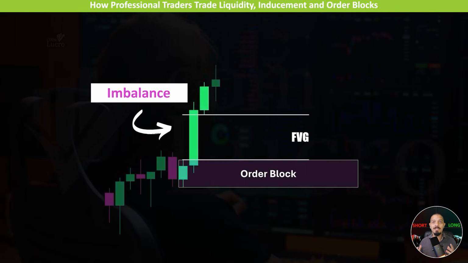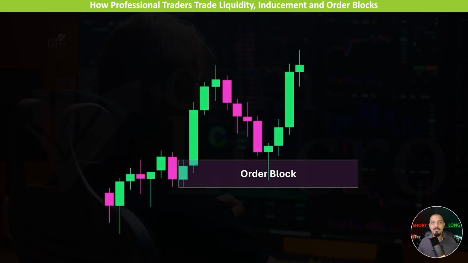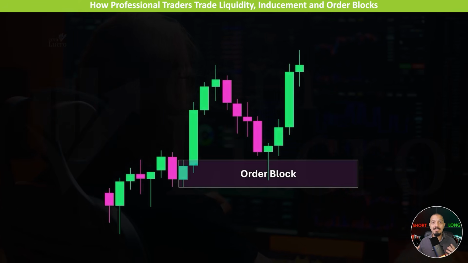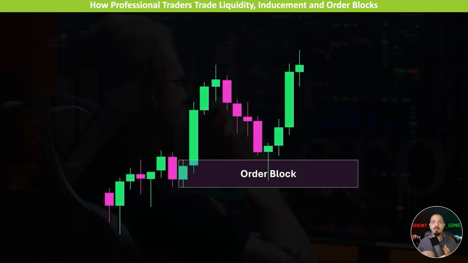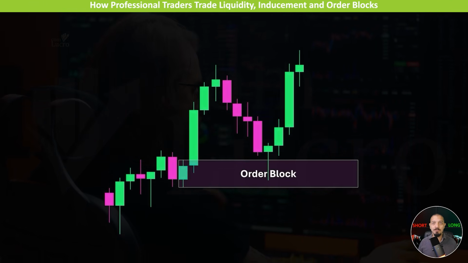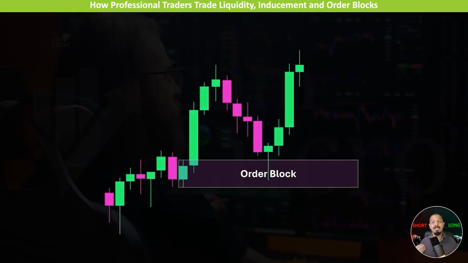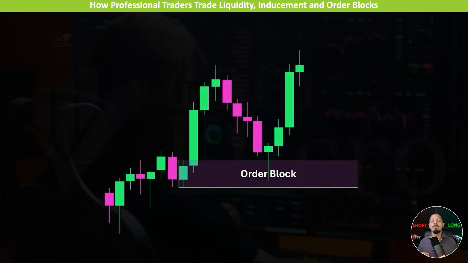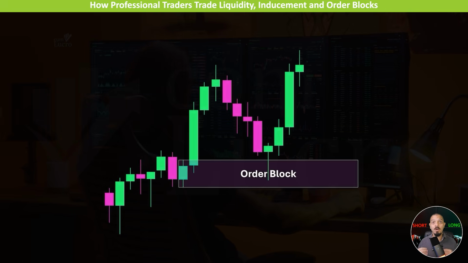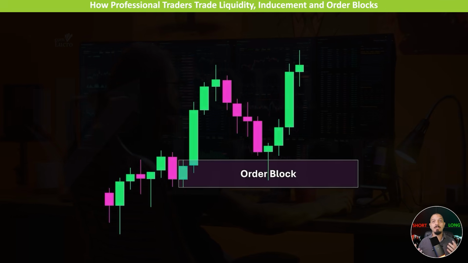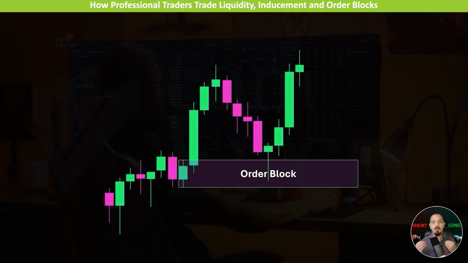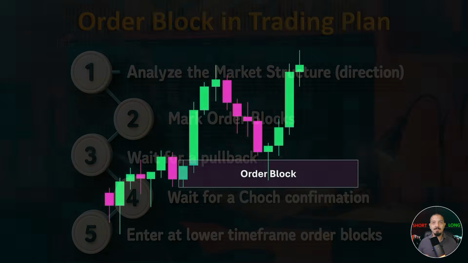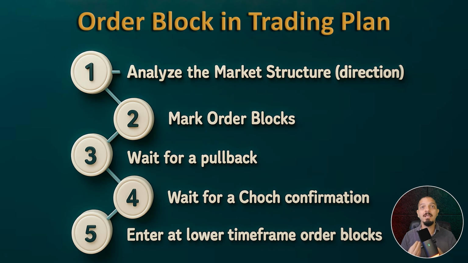When price comes back to this order block, we often see a strong reaction as institutional buyers or sellers re-enter the market. So in essence, order blocks are still supply and demand zones, but the key difference is that we focus specifically on areas where larger institutional orders were placed, revealing where the real smart money operates within the market. But identifying the zone is only part of the process. The real edge comes from how you execute around it.